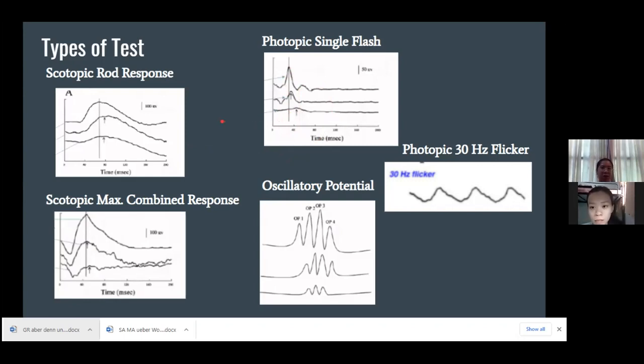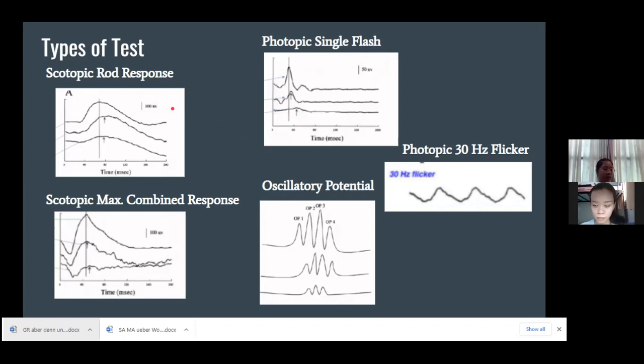It is because the number of cones is much less than the rod cells. There are about 6 million cone cells, while there are 120 million rod cells, and that is why the voltage generated in the photopic condition will be smaller. As for the latency, the cone cells can react faster than the rod cells, so it has a smaller latency. Latency is the time between the onset of the stimulus and the time when our eyes react.